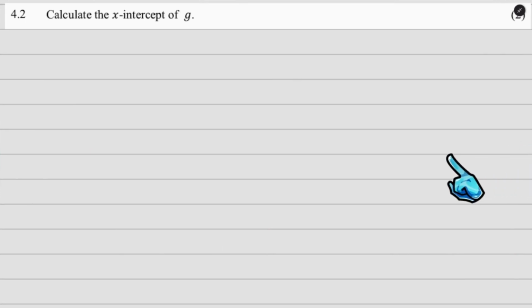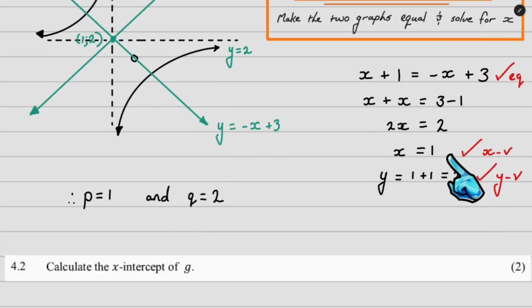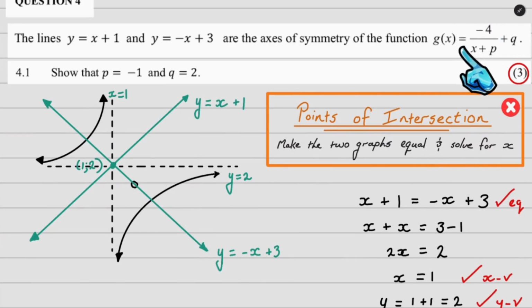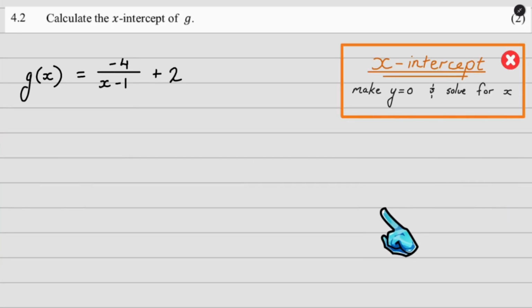Now we have to get the x-intercept of g. So I'm going to need the equation to do that. If I go back up, I'm going to grab this equation, but I'm going to fill p and q into this equation. And then to get the x-intercept, you've got to remember a small rule. You make y equals 0 and solve for x. So this g of x here is a placeholder for y, so we can just go ahead and change that to 0.